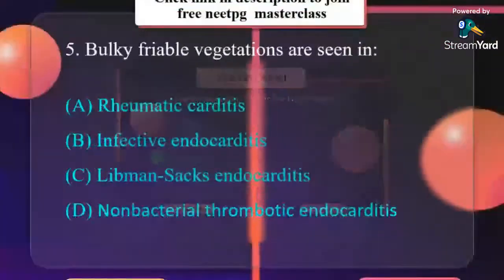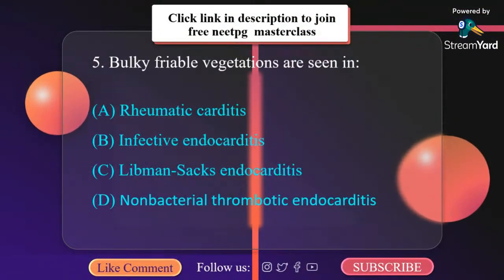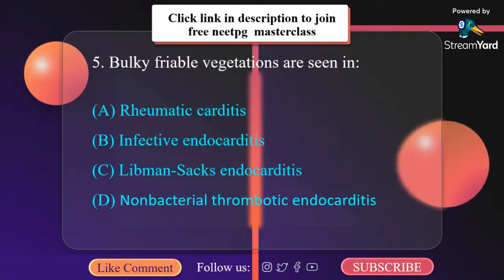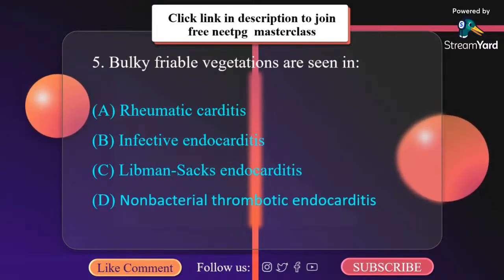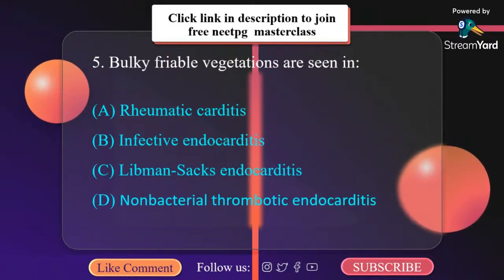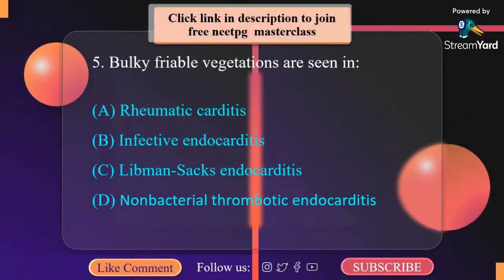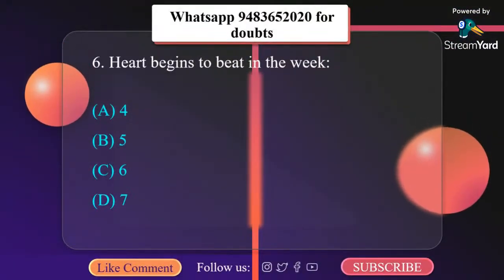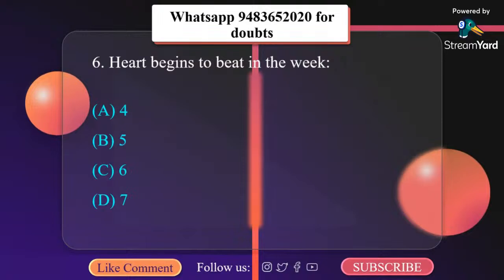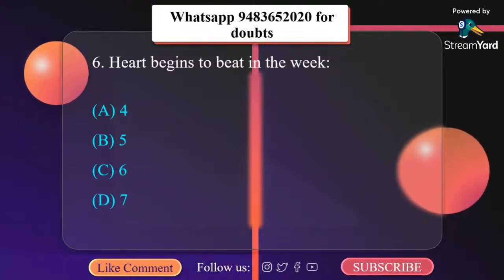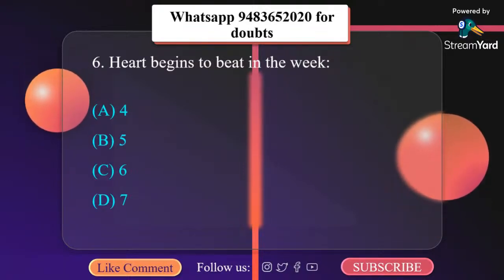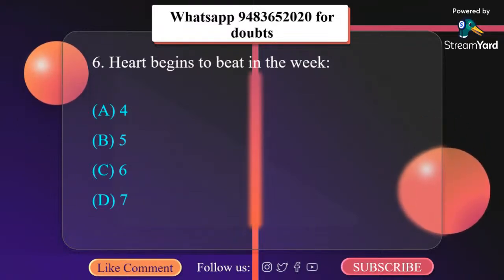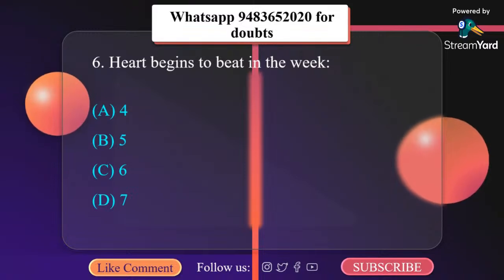Bulky, friable vegetations are seen in infective endocarditis. Heart begins to beat in dash week. A. Fourth week. B. Fifth week. C. Sixth week. D. 7 weeks. It is fourth week.